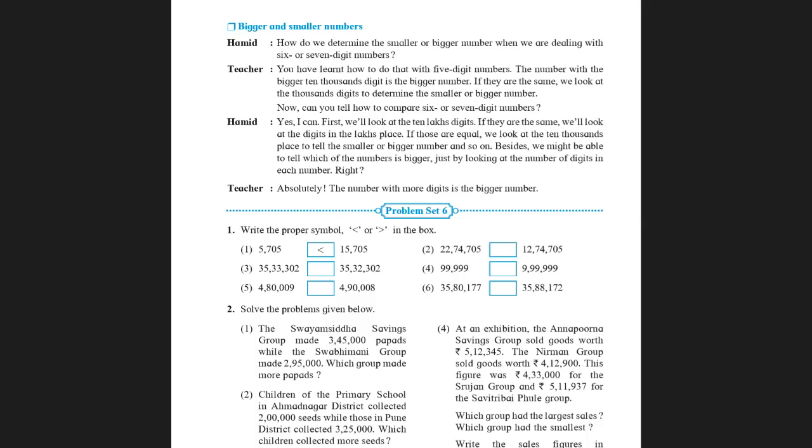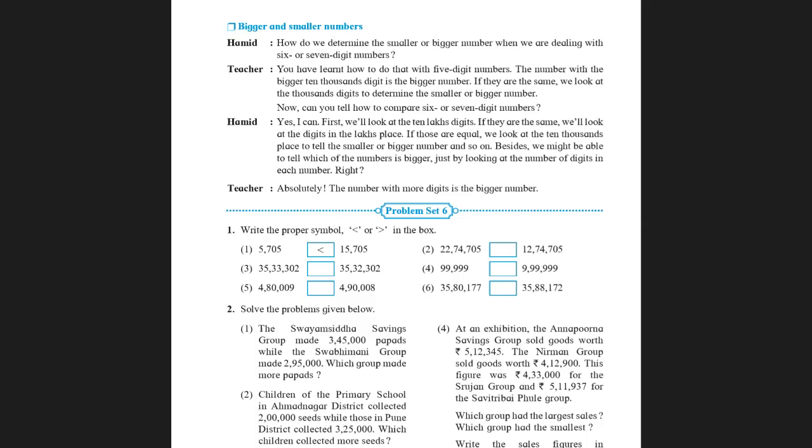Now, what it means is the first thing that we should be doing is to find out how many digits are there in both the numbers. So, the number with the lesser number of digits will be the smaller one. The number with the greater number of digits will be the bigger one. This should be the first criteria.